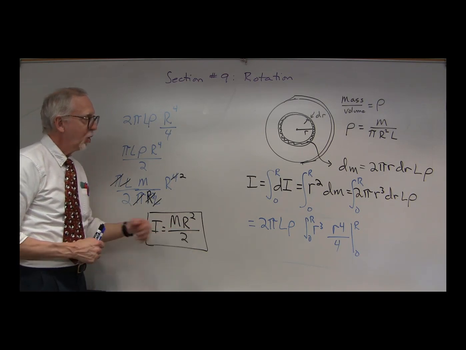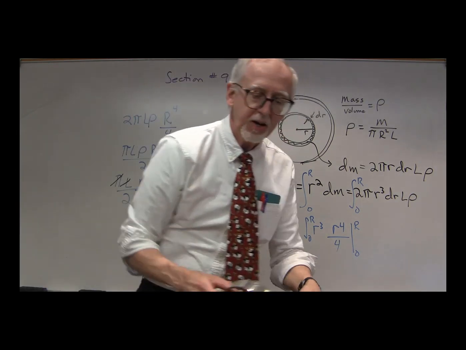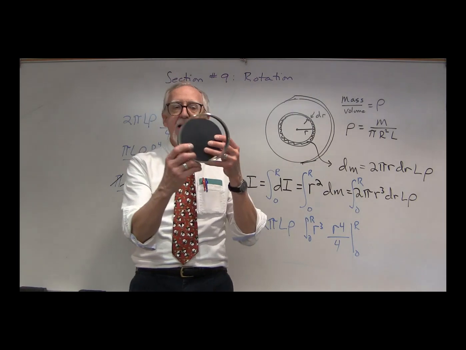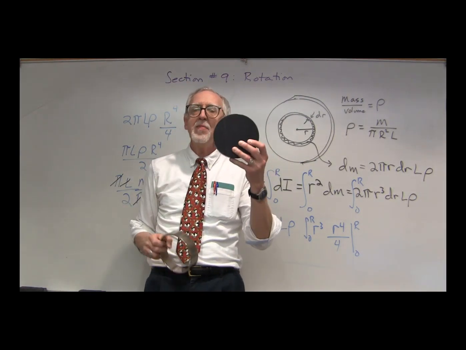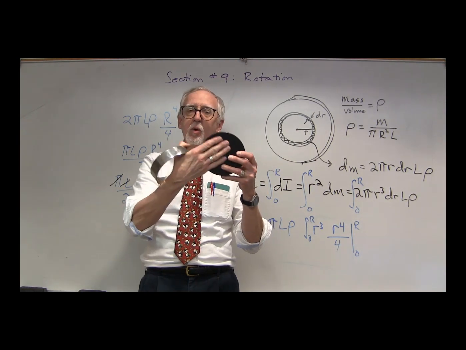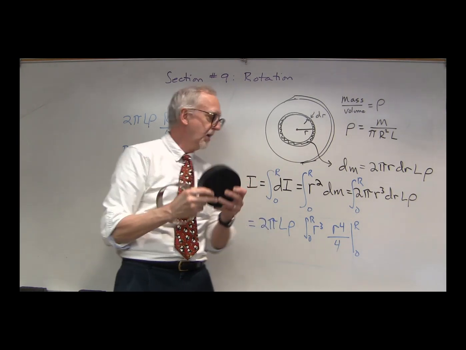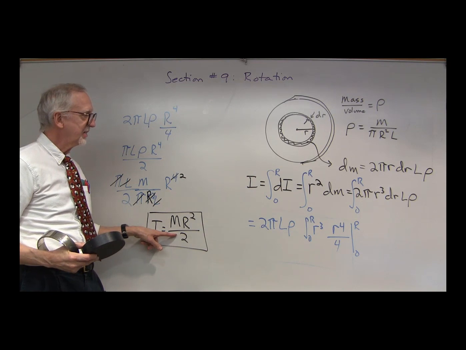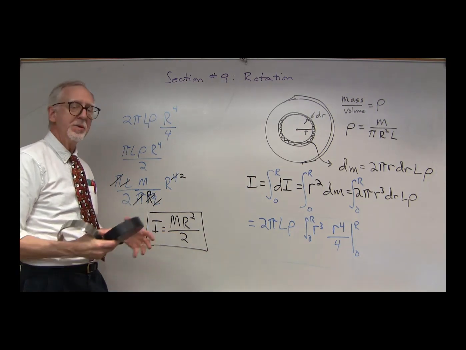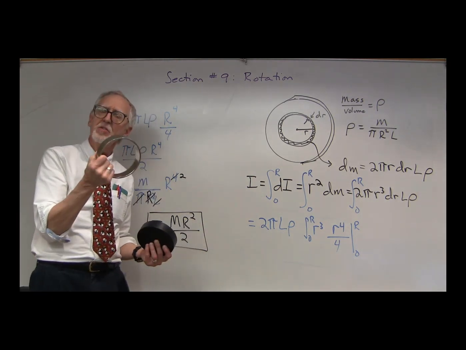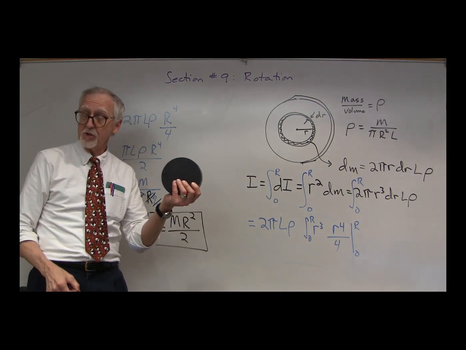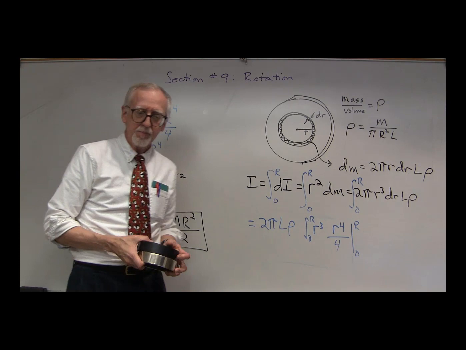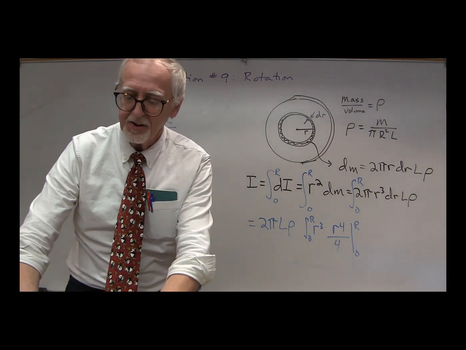MR squared would be the moment of inertia if all of the mass were out at the rim, but when the mass is distributed through all the radius uniformly, it turns out that the moment of inertia is exactly 1/2 the moment of inertia of the hoop. Remember, the moment of inertia of the hoop was MR squared. Of the disk, it's MR squared over 2. Very, very nice result. Okay, well, I think that's enough for today.